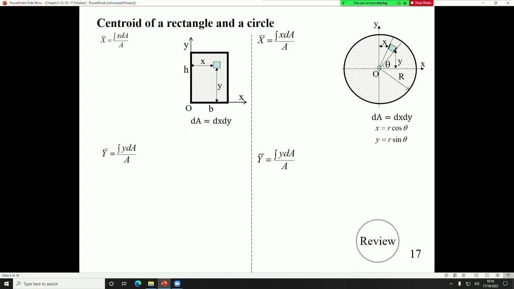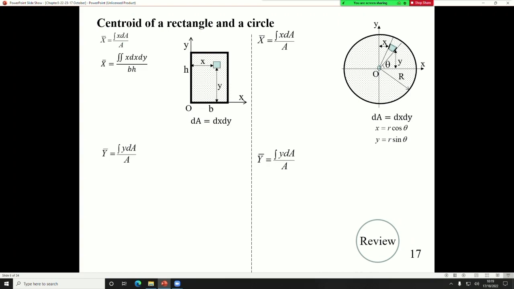So the XY coordinate system is there, and this is a typical element which I've chosen on this section with dimensions of dx and dy. So dA is equal to dx dy. Now I'm going to convert this single integral showing the dA into two integral signs. I say dA is equal to dx dy, so I write it as a double integral.